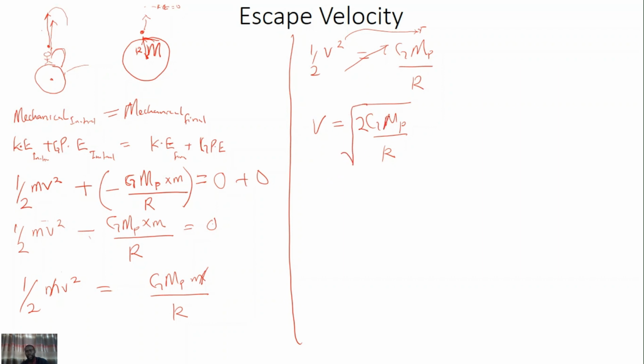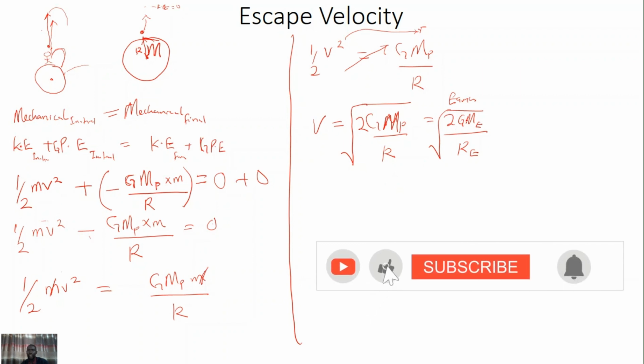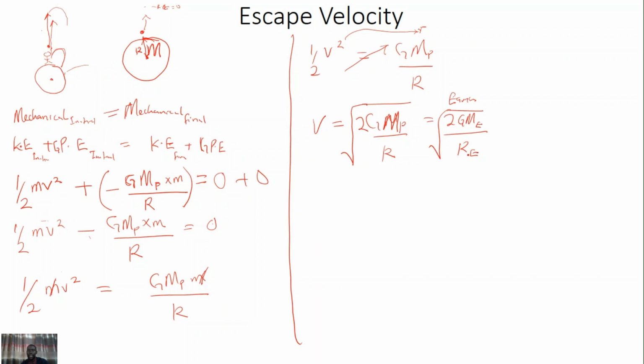Okay, now if we are talking about the earth, this Mp will be the mass of the earth, right? So if we are talking about earth now, this will be 2GMe, this is the mass of the earth, all over re, the radius of the earth, square root. Okay, so the escape velocity is therefore the square root of 2 times the gravitational constant multiplied by the mass of the earth all over the radius of the earth.